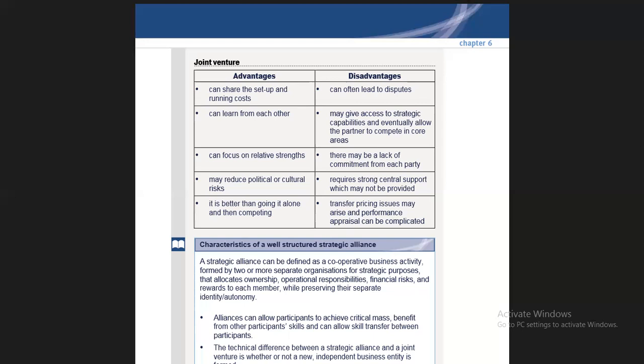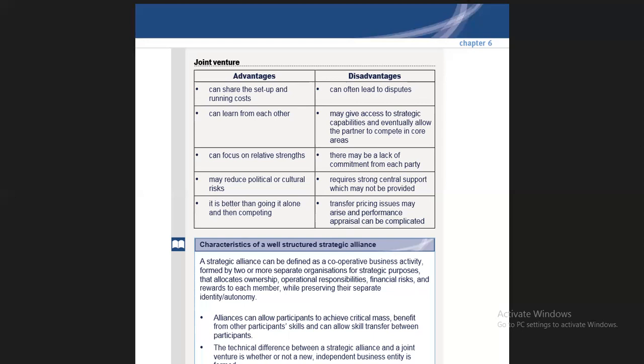Can often lead to disputes. Sometimes you have a joint venture, you run very well, you have that capability, you use that capability. Now when you reach that level, sometimes a dispute arises and they split off, and all the effort, all the experience, all the cost will basically be shut down. So this is basically the disadvantage of a joint venture. It often leads to disputes and ultimately collapse.